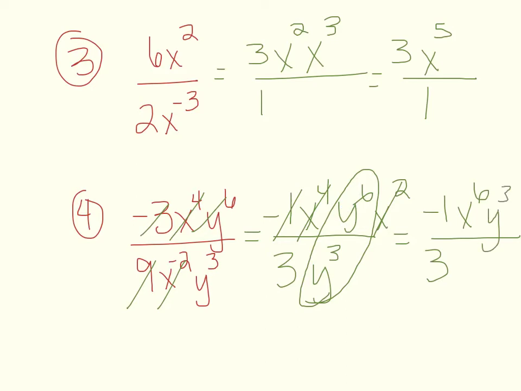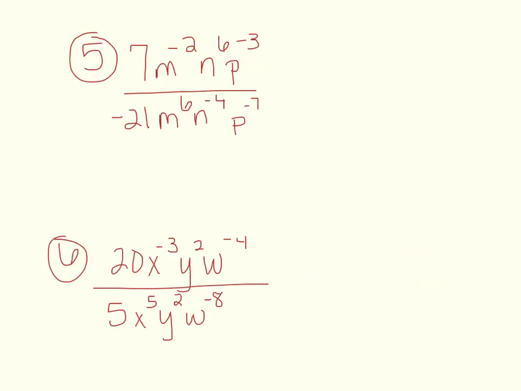So negative 1, x to the 6, y to the third over 3. All right. So again on this one, first thing, let's get rid of our negative exponents. I'm going to go ahead, my numbers, I like to reduce those first so I don't forget about them. So that's going to be 1 over negative 3. So 7 over negative 21 is going to be 1 over negative 3. Okay. All right, so I got rid of those.